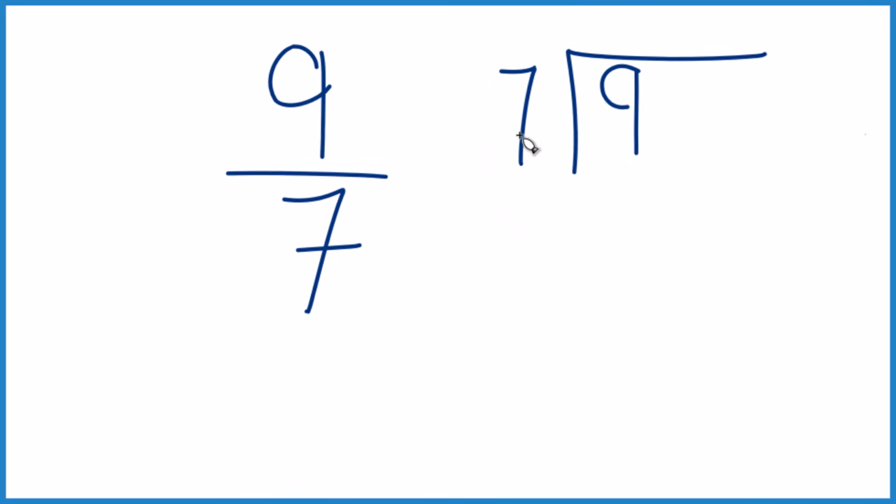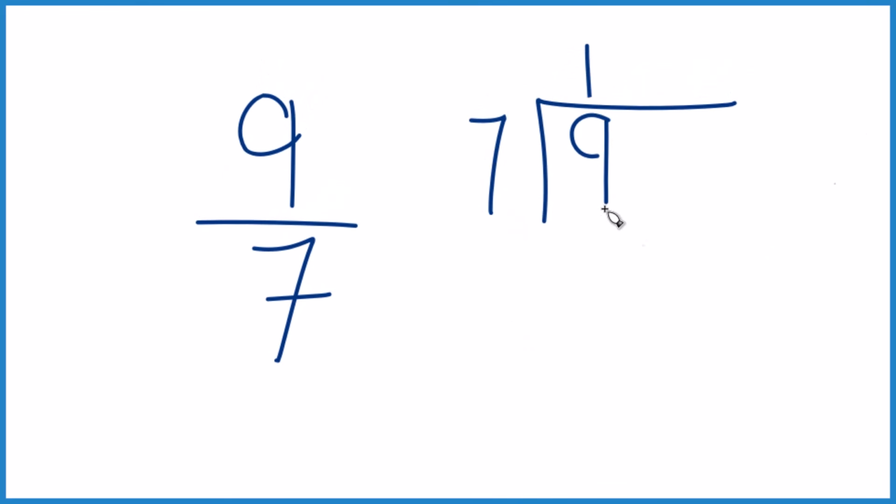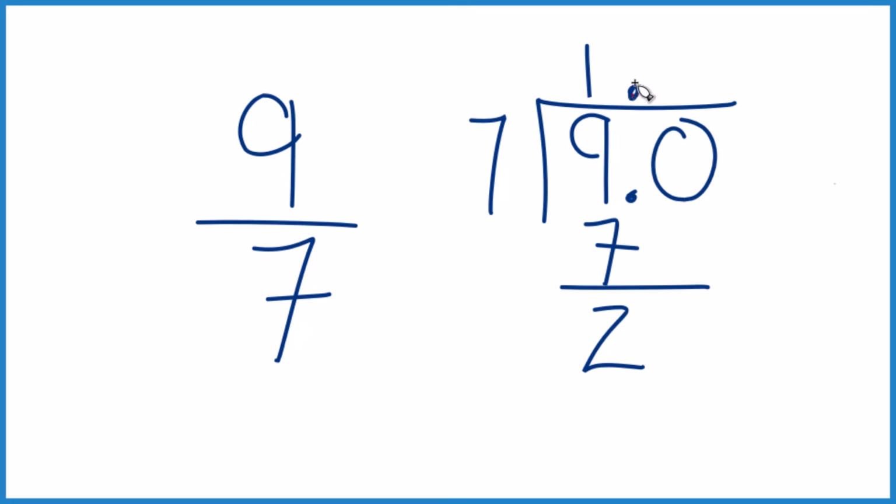So 7 goes into 9 one time. 1 times 7 is 7. We subtract, we get 2. 7 doesn't go into 2, but we could call this 9.0. It's still 9. Just put a decimal point up here, because now we can bring the 0 down.